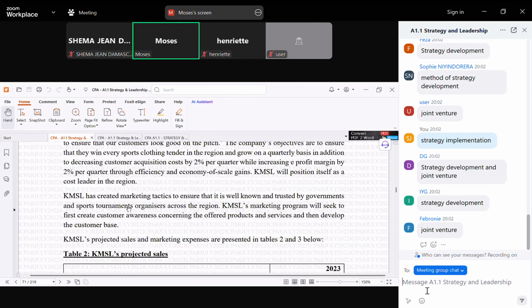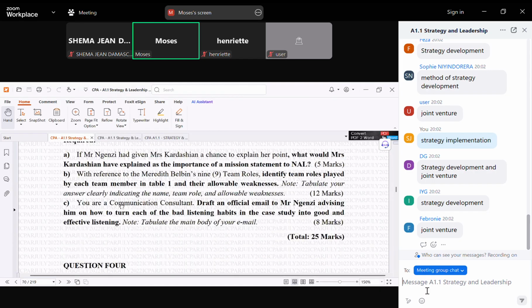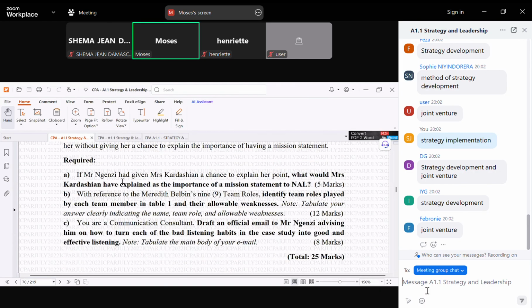Let's take a look at another question here to get a glimpse of what this means. Part A says, if Mr. Njenzi had given Mrs. Kardashian a chance to explain her point, what would Mrs. Kardashian have explained as the main importance of a mission statement? Of course, this one is clear, so mission statement. And then this one says, with reference to Meredith Belbin's 9 team roles, identify team roles. Well, this one is also very clear as a communication consultant. For part C, what is the key concept there that you must first explain before you answer the question?